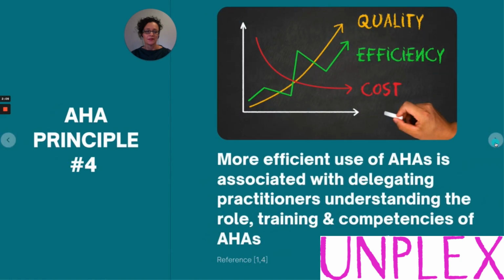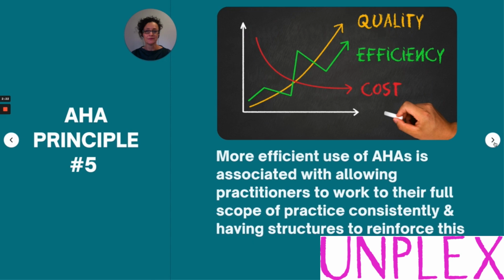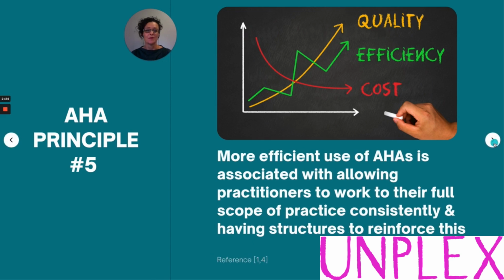Number 4, more efficient use of allied health assistant roles is associated with delegating practitioners understanding the role, training and competencies of the allied health assistants. Number 5, more efficient use of AHAs is associated with allowing practitioners to work to their full scope of practice consistently and having structures to reinforce this.